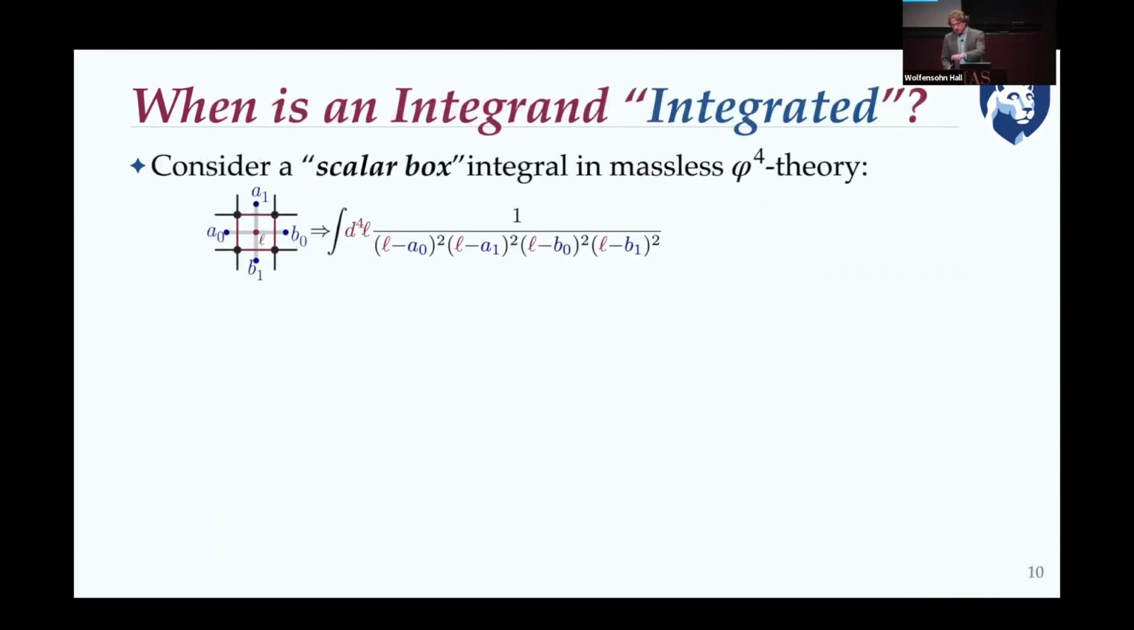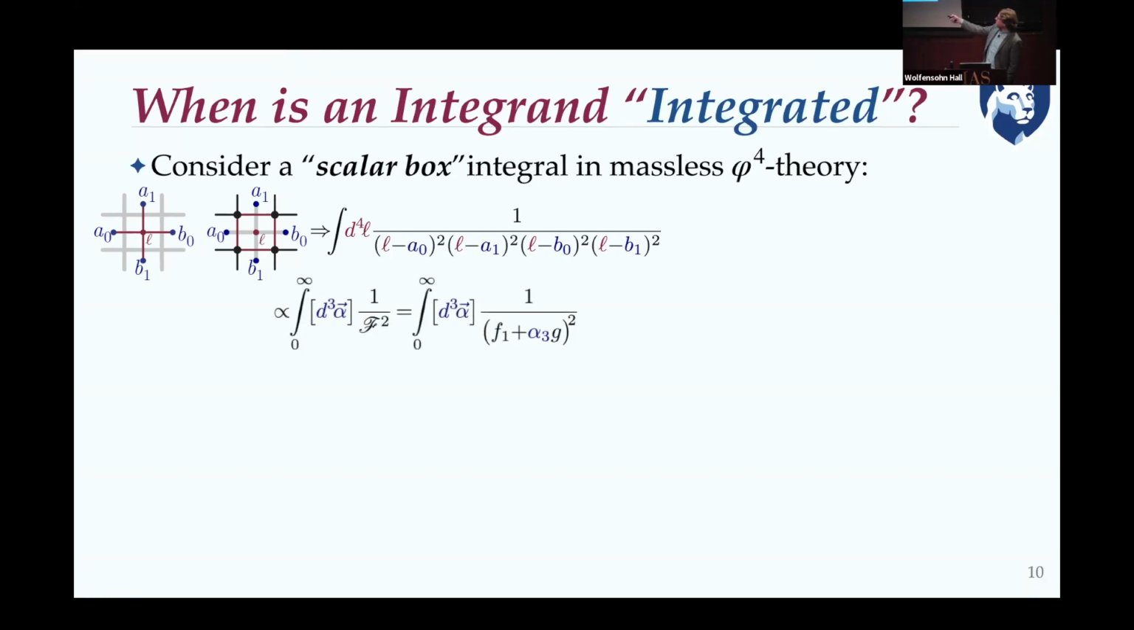Let's look at what this looks like in a few concrete examples, and everything I'm going to talk about is finite here. So the scalar box integral in phi-4 theory, it's also just the space-time correlation function, the tree-level correlation function in phi-4 theory. Very simple integral, shouldn't be that hard. We introduce Feynman parameters, and we get a 3-dimensional integral. And one of those integrals is obviously trivial, so we can actually write it as a 2-dimensional integral.